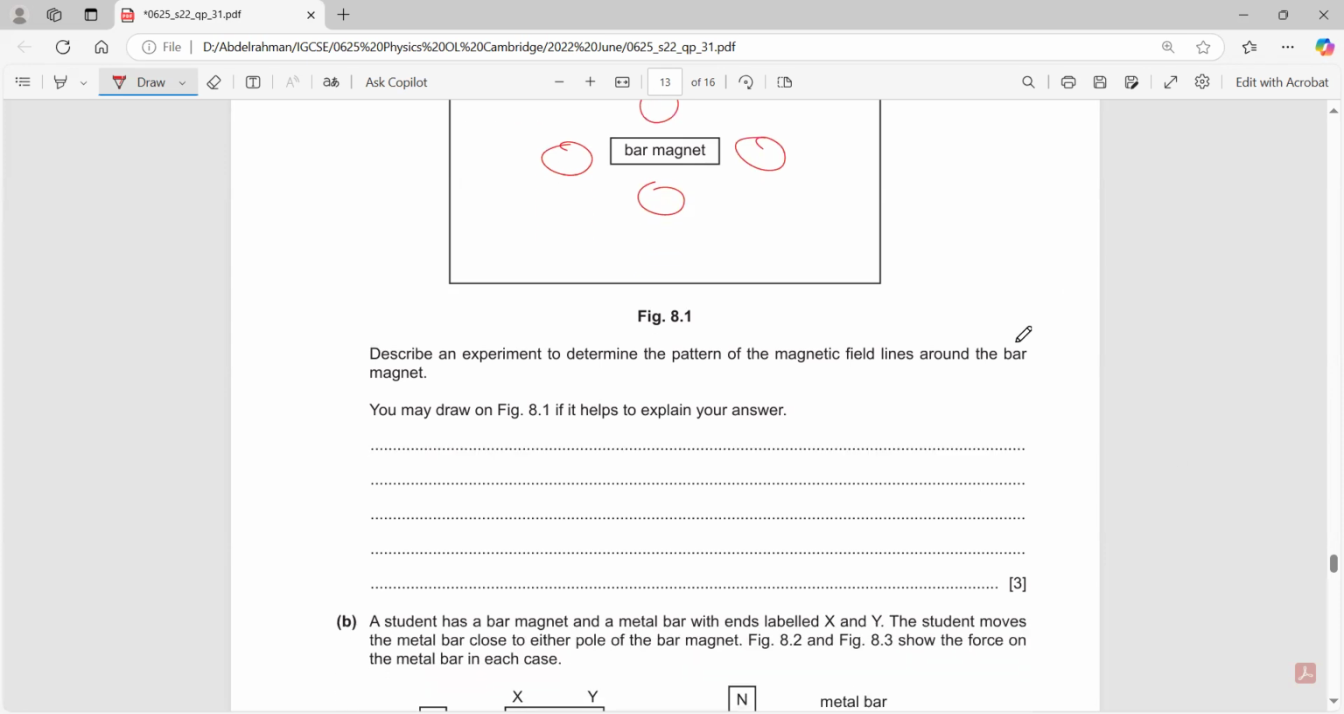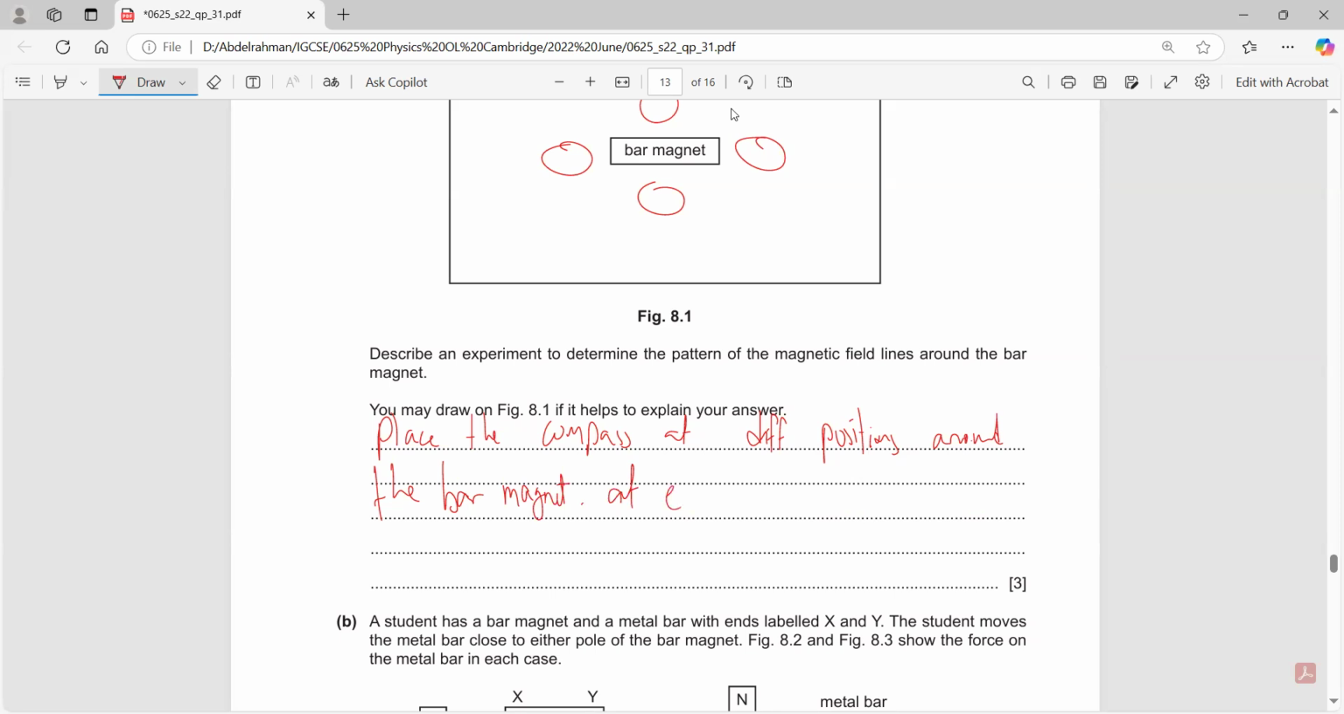So basically, you need to place the compass at different positions around the bar magnet.